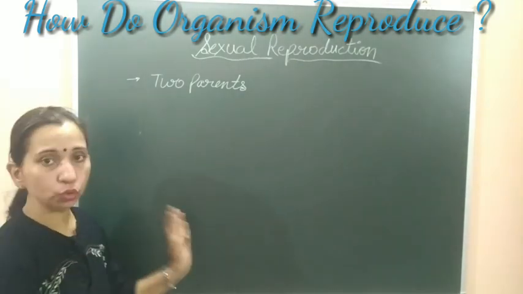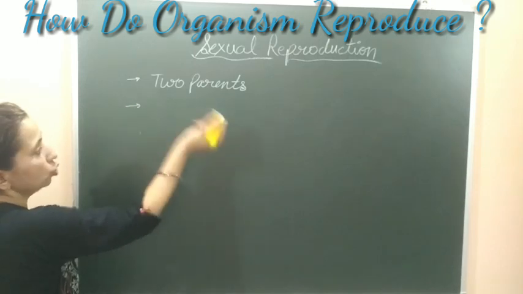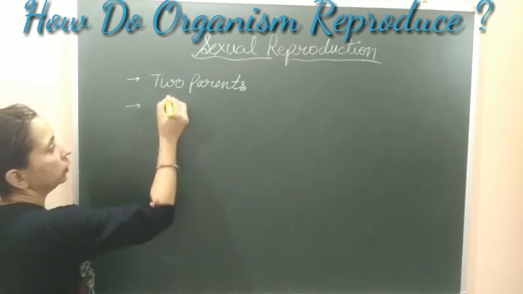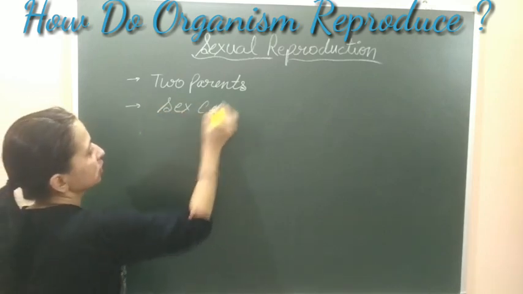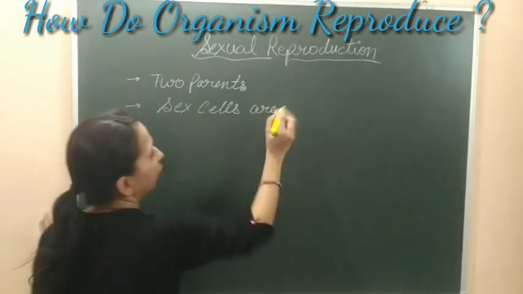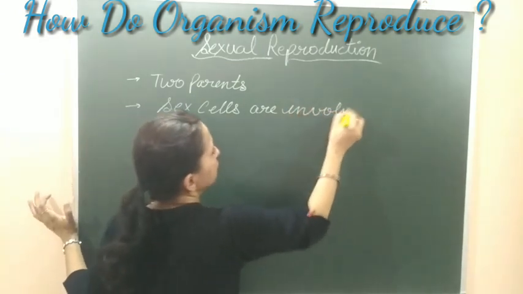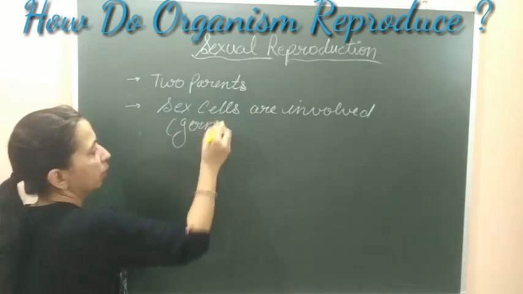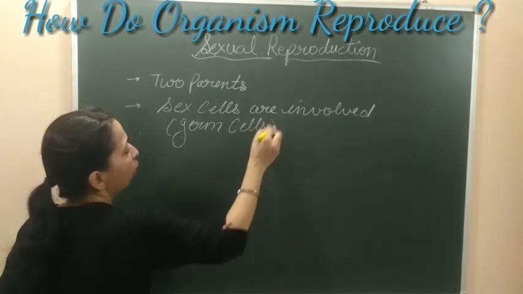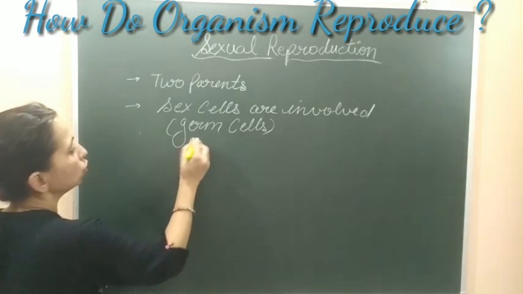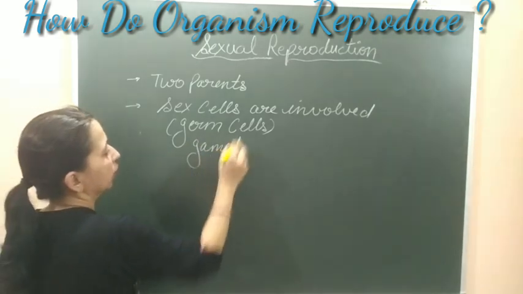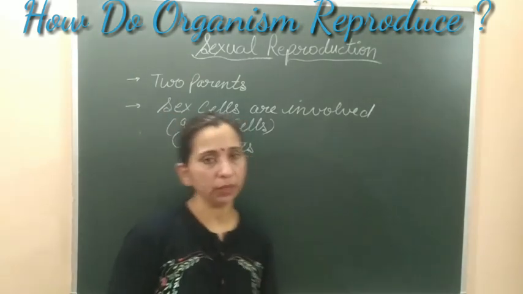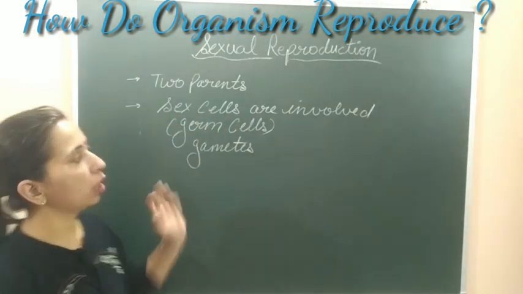These two parents or two individuals form specialized cells which take part in sexual reproduction. These cells are known as sex cells. So sex cells are involved. These sex cells are also known as germ cells, and they are also known as gametes. So you can use any name whichever you feel comfortable with: sex cells, germ cells, or gametes.